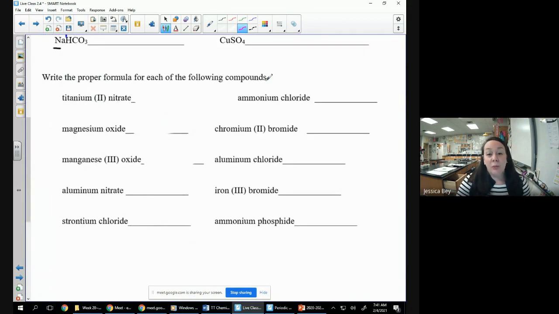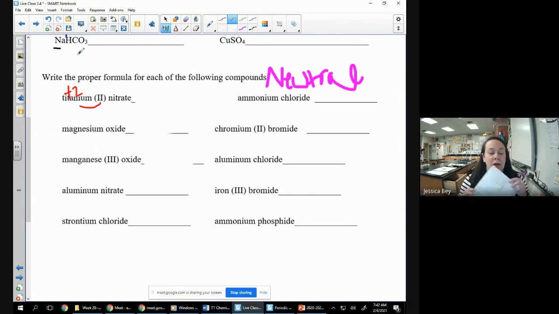When you are writing formulas, the biggest thing is that they need to be neutral. Okay, that's where you're going to miss points if you miss points tomorrow. So as soon as you see you need to write a formula, you need to stop. This number tells me that this titanium is a +2. I look up nitrate on my periodic table, and I see that that's a -1.